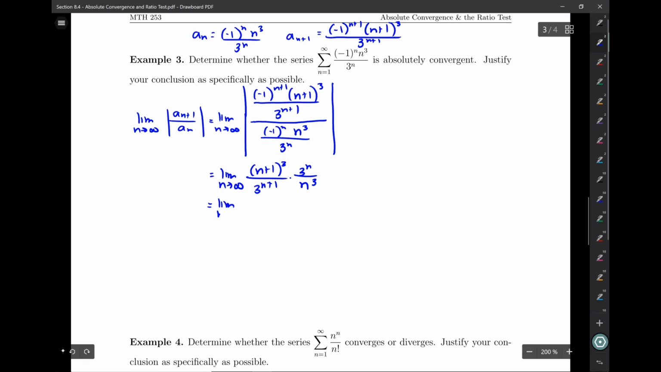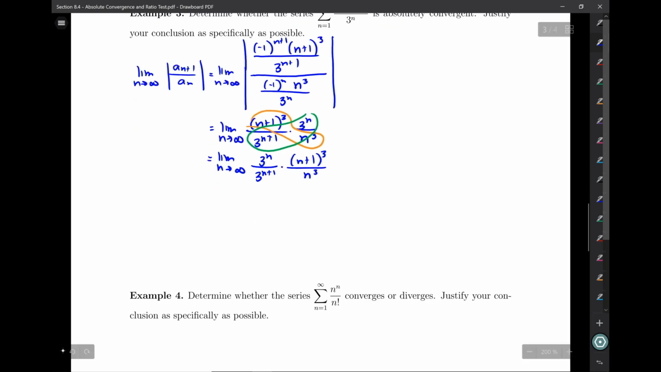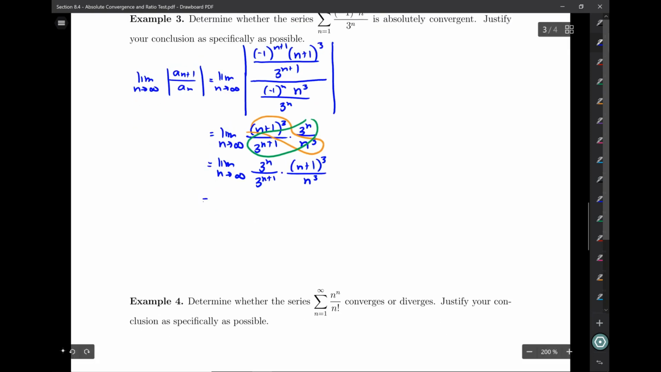So what I'm going to do next is try to combine things that are alike. I've got these two pieces here that are similar, and these two pieces here that are similar. So let's group those together. I'm going to have 3 to the n over 3 to the n plus 1 times (n plus 1) cubed over n cubed. You could have written that the other way, either one, it doesn't matter. But putting those together is going to allow me to evaluate this limit.